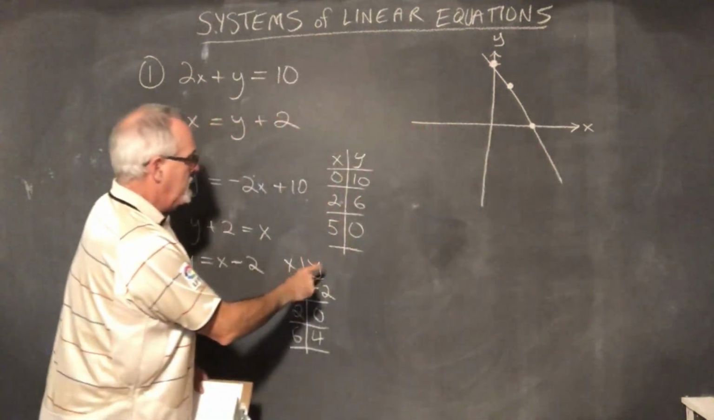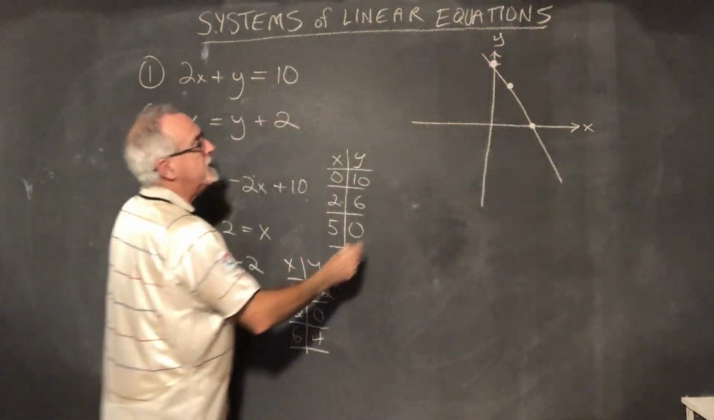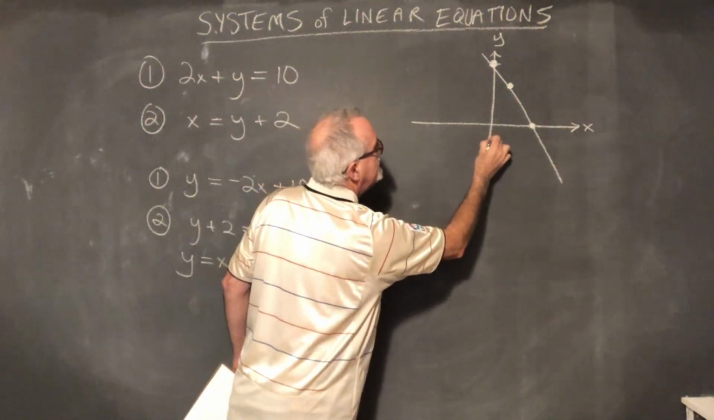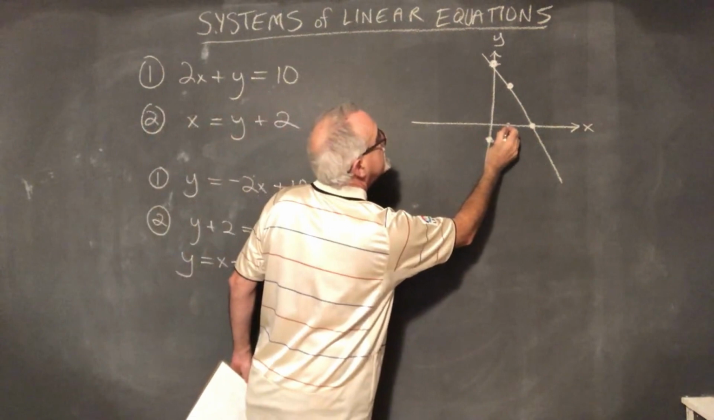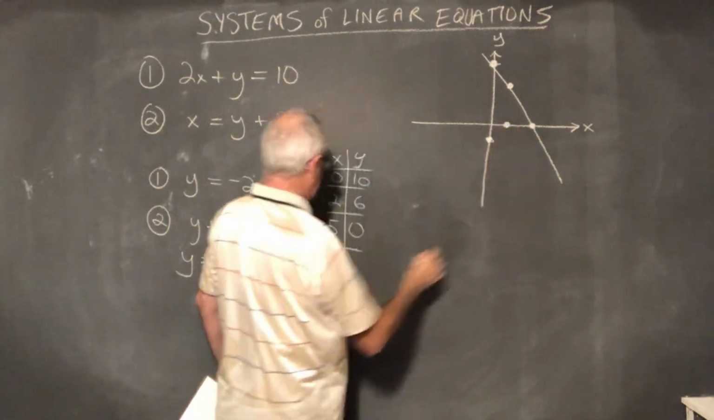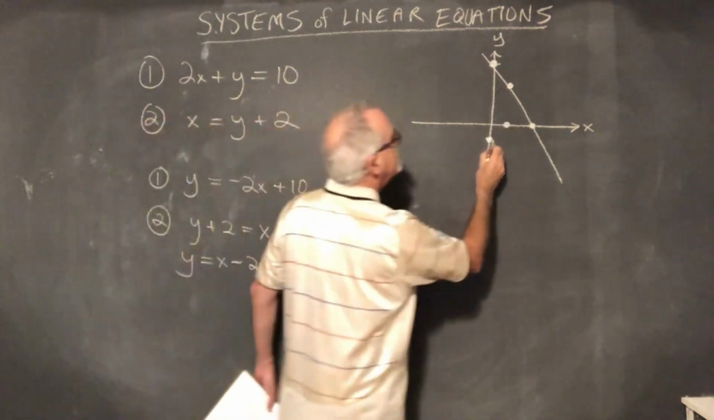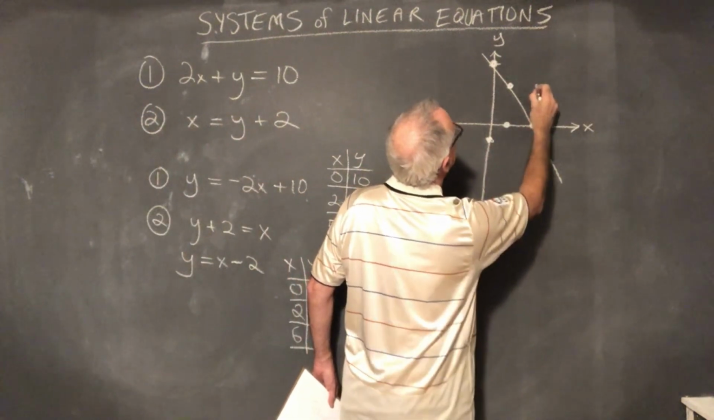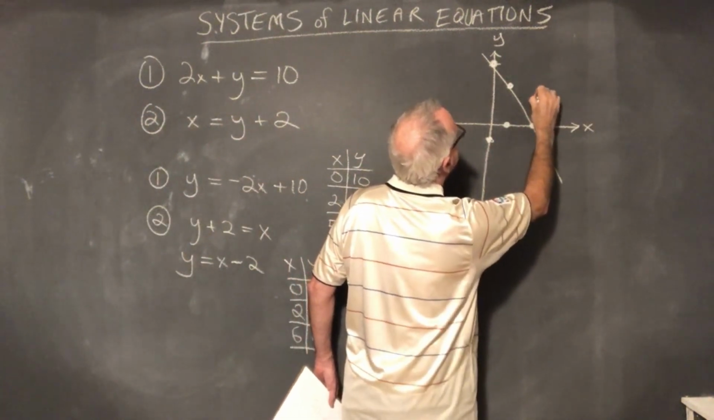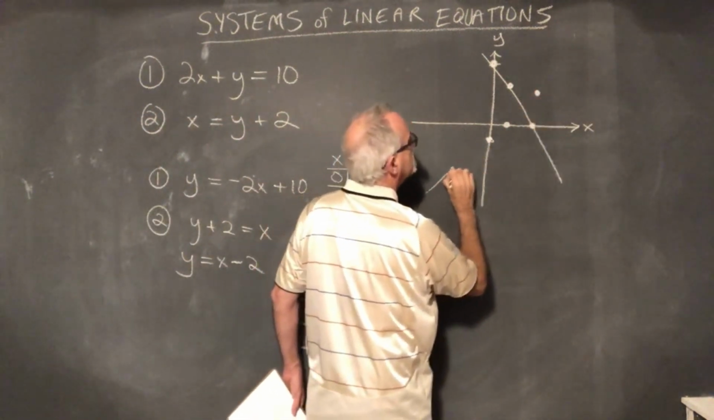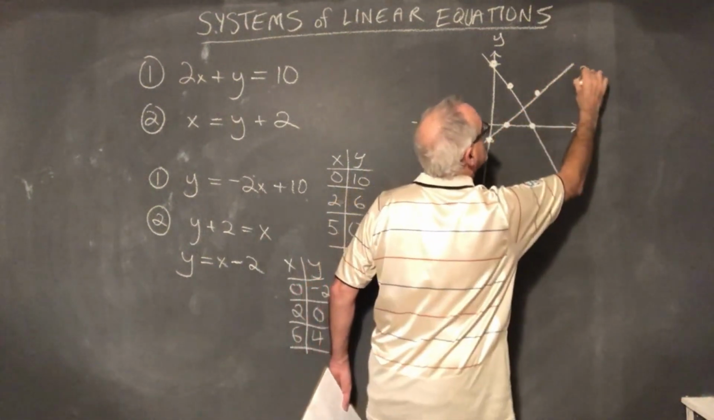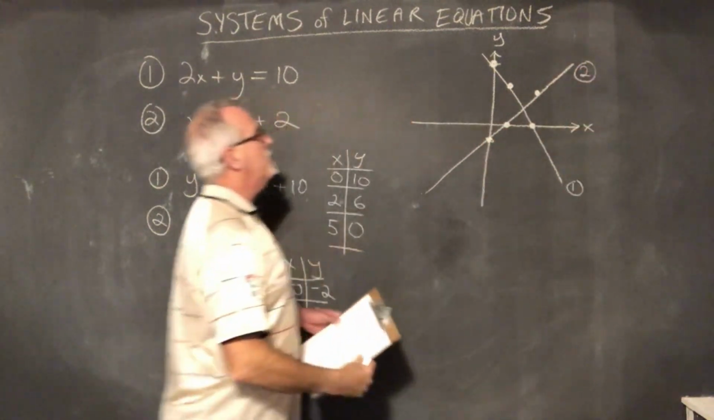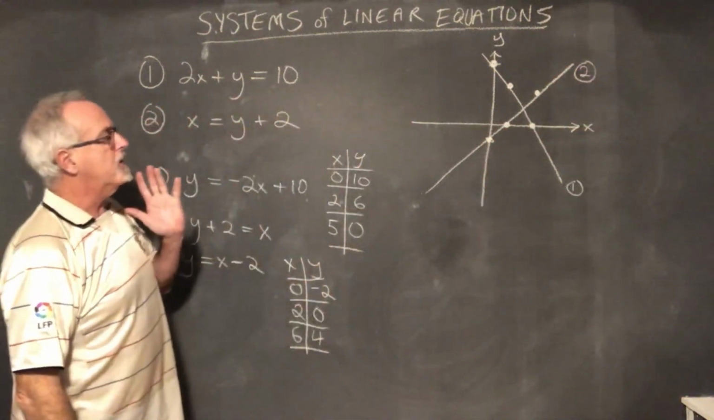Then we look at the other table of values. 0, negative 2 will be about here. 2, 0 will be about here. And 6, 4 will be about here. And then I draw a line that goes through those 3 points. I have graphed my 2 lines. I'd like to label them. So I'll label them line 1, line 2, the way I labeled the equations to start with.